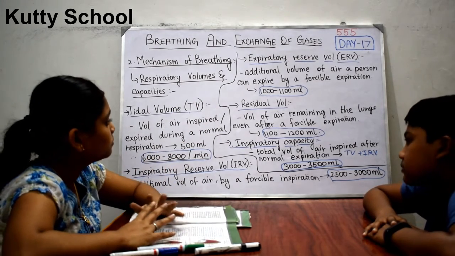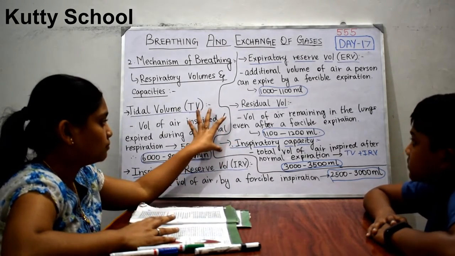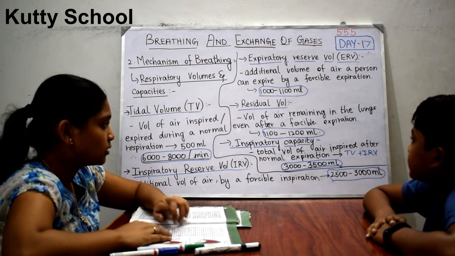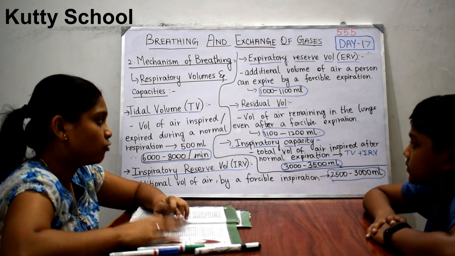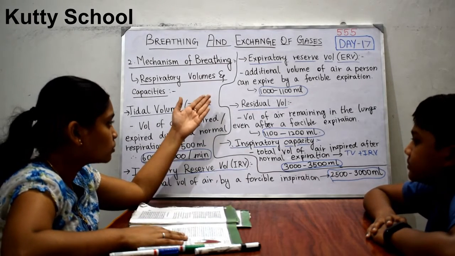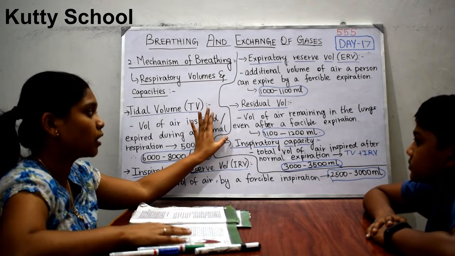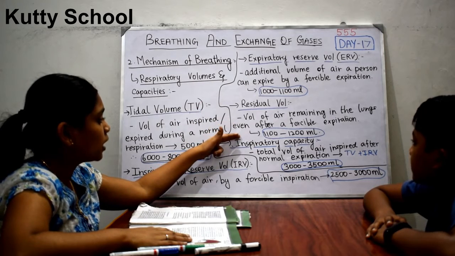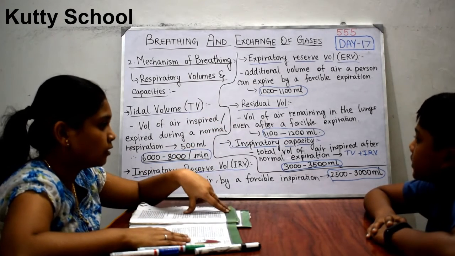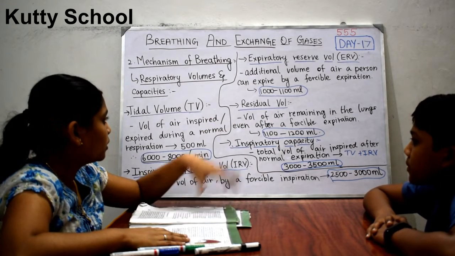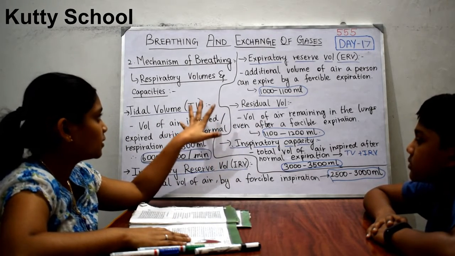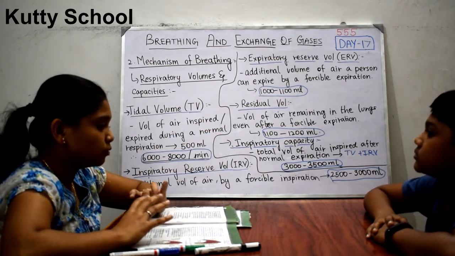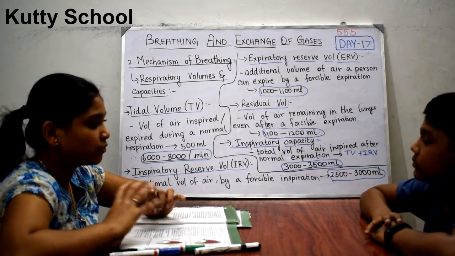So next one is residual volume. Residual volume is nothing but the volume of air remaining in the lungs even after a forcible expiration. Even after forcible expiration, the volume of air which remains in your lungs is known as residual volume. It comes up to 1,100 to 1,200 ml. These are the necessary volumes, and with these we can determine the capacities of different types.